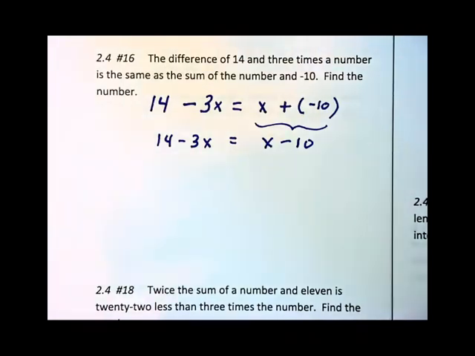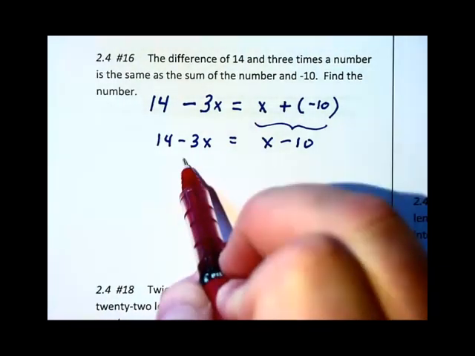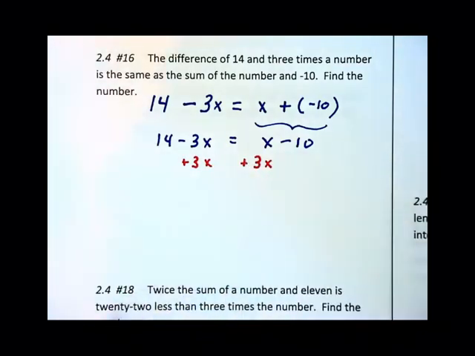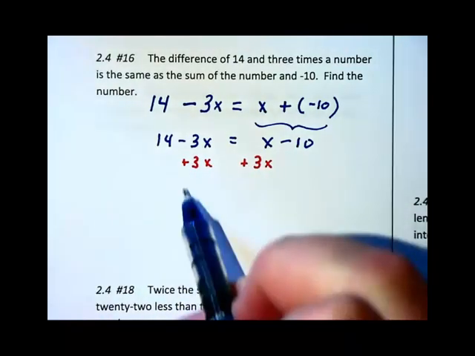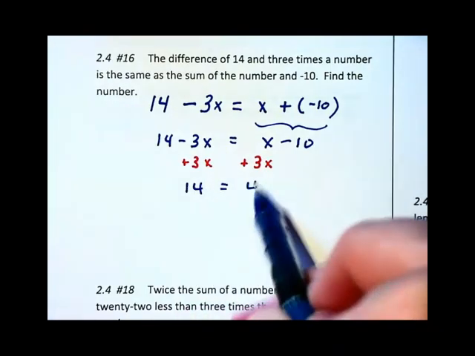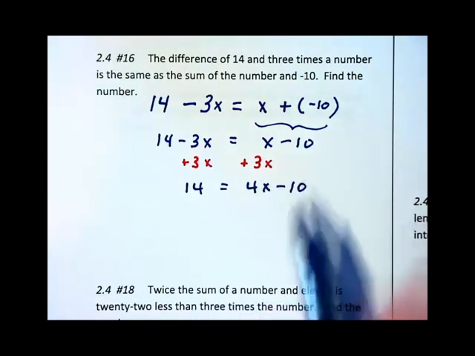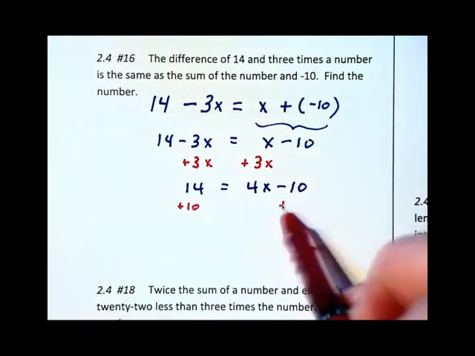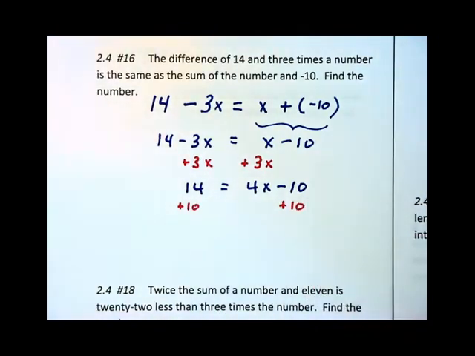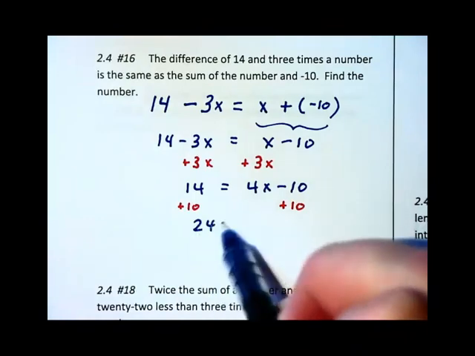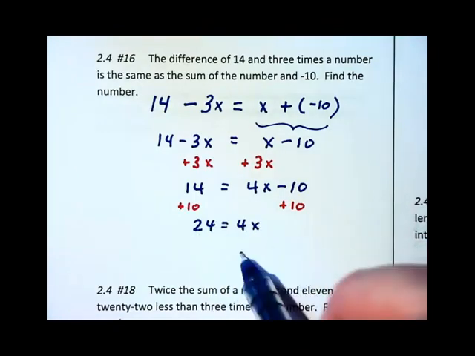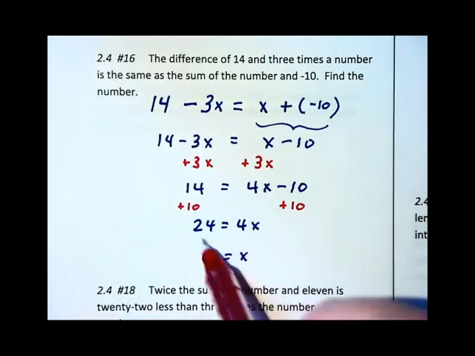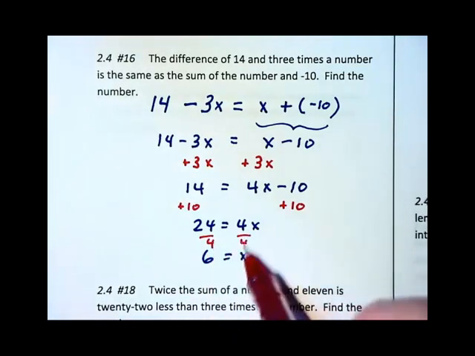We want to get all the x's to one side. I'm going to choose to add 3x to each side of the equation. And that will give us 14 on the left equals 4x minus 10. We can then add 10 to both sides. That gives us 24 is equal to 4x, and dividing through by 4 on each side, we get x is equal to 6. Let me write that division by 4 down.